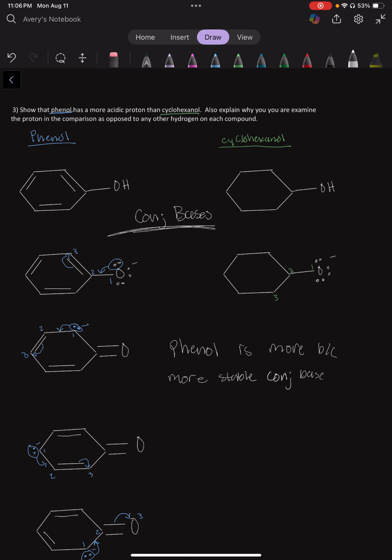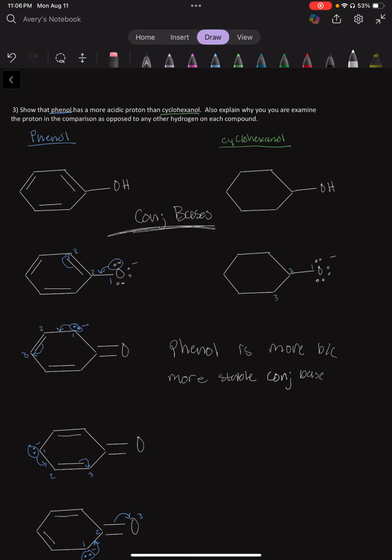To reiterate in a more concise way, phenol is more acidic because the conjugate base has more resonance structures, so the negative charge is displaced over more atoms, making it more stable, thus more acidic.